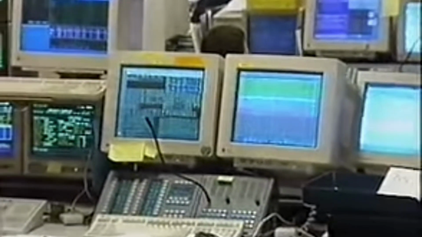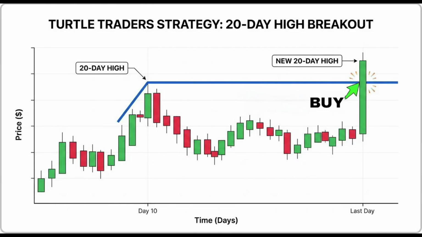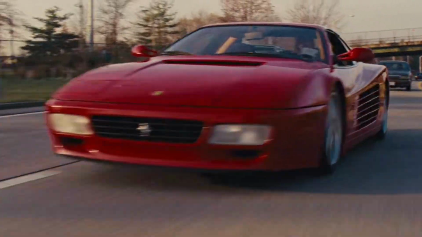The core rule of their strategy was simple. If the price crossed a 20-day high, you didn't think, you didn't hesitate, you bought. For years, this experiment minted millionaires. The Turtles caught massive multi-month trends and made hundreds of millions of dollars.